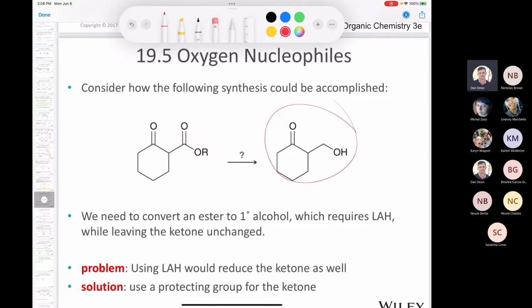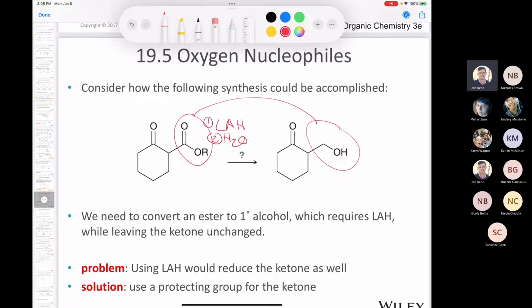So you'd say, okay, well, I know that I can reduce an ester. The only way you know how to reduce this to an alcohol is to use lithium aluminum hydride, step one, and then second step would be H2O or H3O+, a little bit of acid, okay? Well, hold on. If you treat this with LAH, you're going to reduce this too. This is going to be reduced to an alcohol, so that doesn't work. All right, so what can we do?